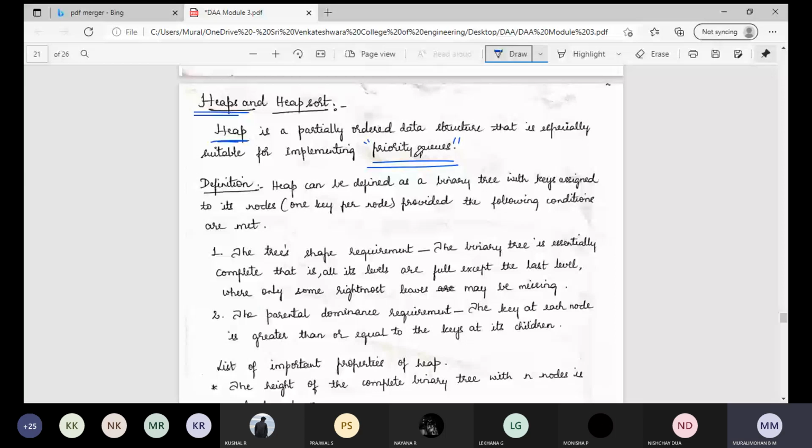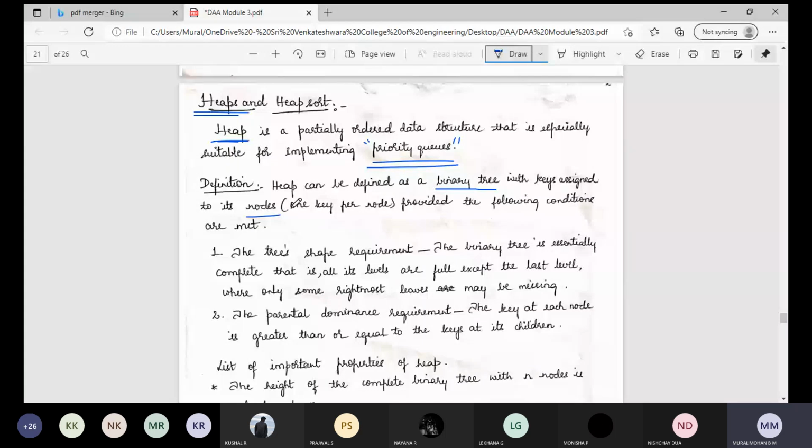Now what is this heap? It can be defined as a binary tree with keys assigned to its nodes, and this binary tree should be a complete binary tree. Next we'll see how to construct this binary tree and how to perform heap sort on it.